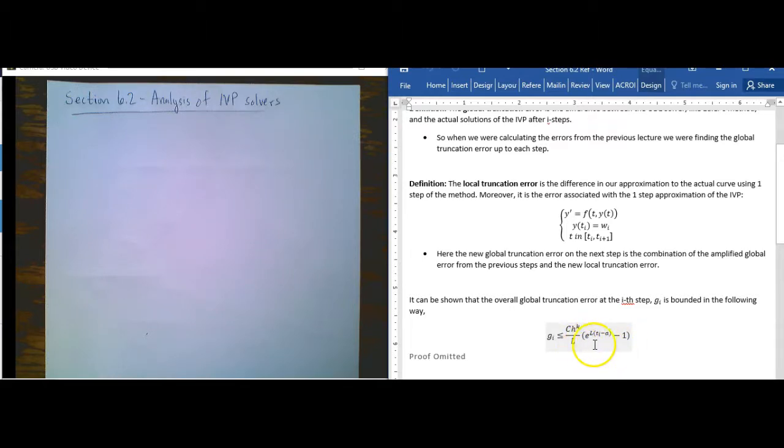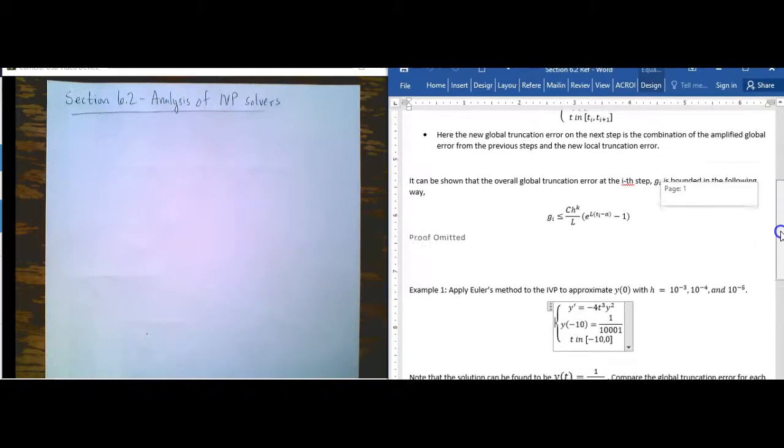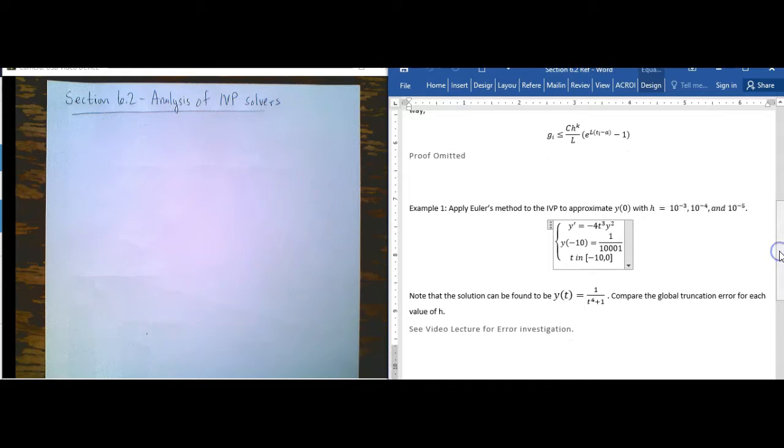So let's look at an example, and we'll come back and see what happens with this error, okay? So let's look at this example here. So we're going to use MATLAB to solve the initial value problem to approximate the solution at y of 0, and we'll use three different h values, so 10 to the negative 3, 10 to the negative 4, and 10 to the negative 5.